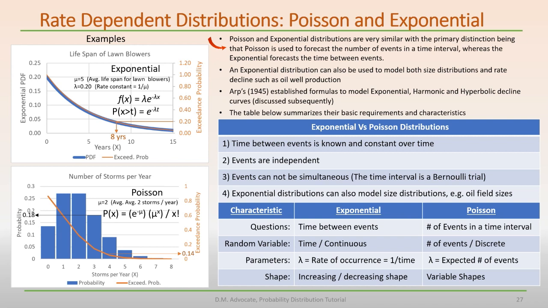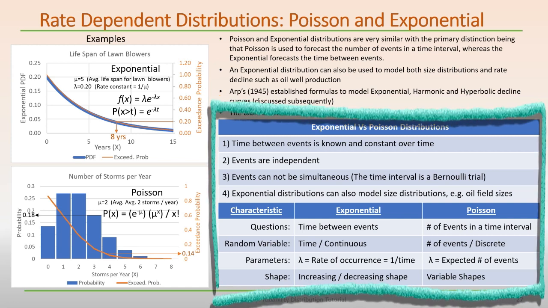First off, the Poisson and exponential distributions are very similar, with the primary distinction being that Poisson is used to forecast the number of events in a time interval, whereas exponential distributions forecast the time between events. An exponential distribution can also be used to model both size distributions and rate decline, such as oil well production. ARPS in 1945 established formulas to model exponential, harmonic, and hyperbolic decline curves that we'll discuss later in more detail.